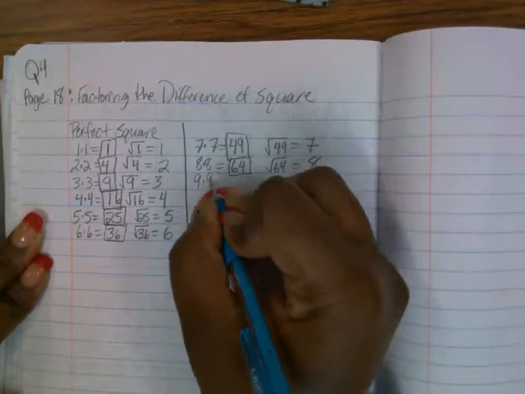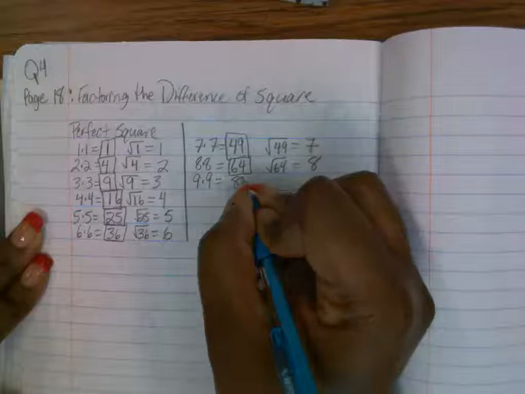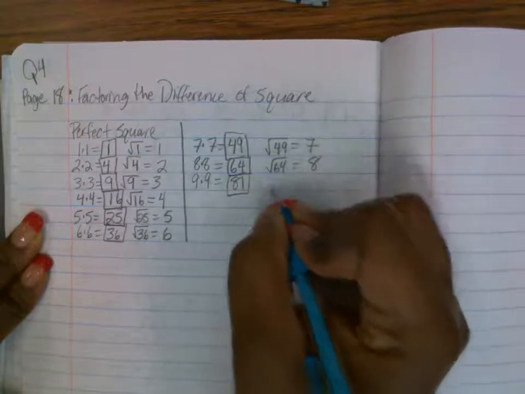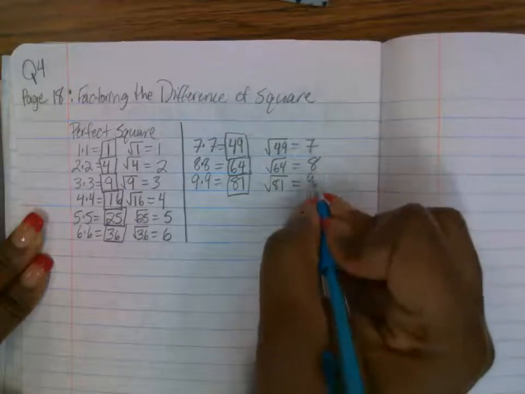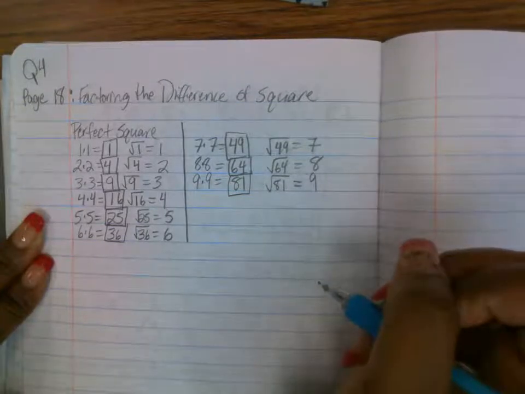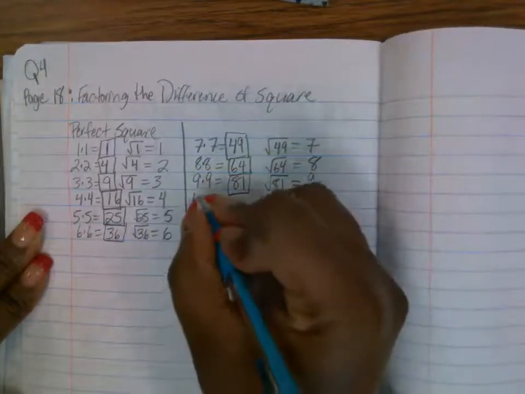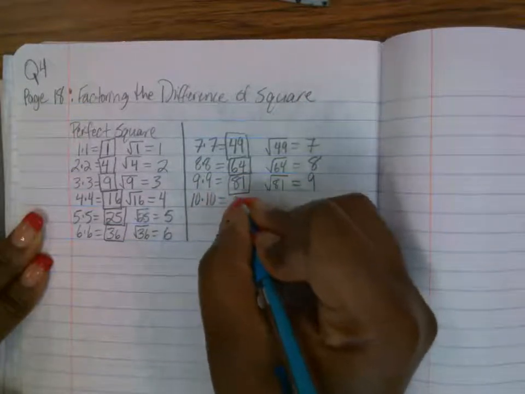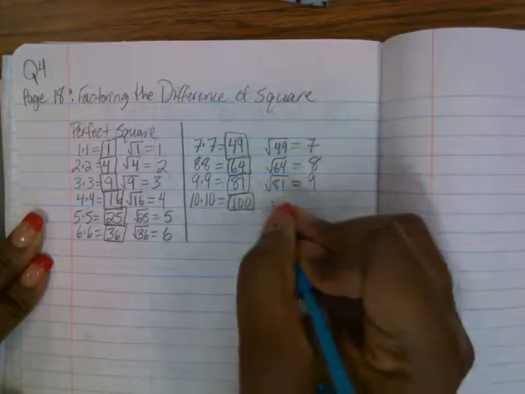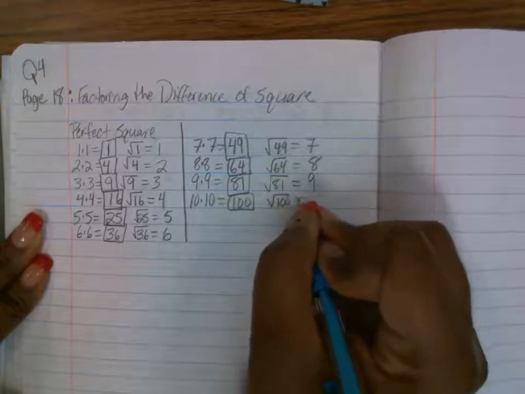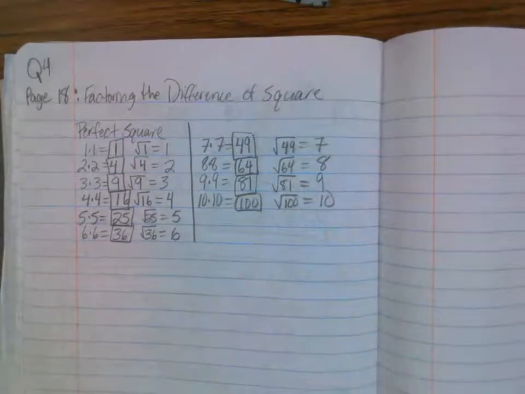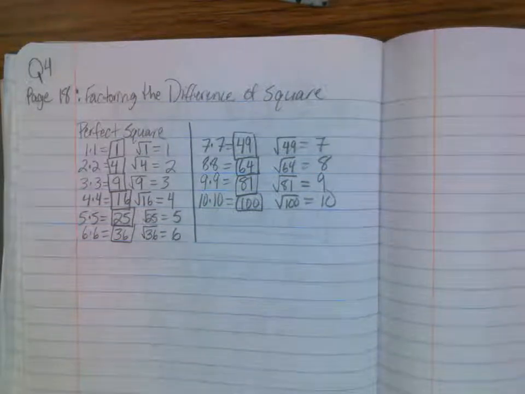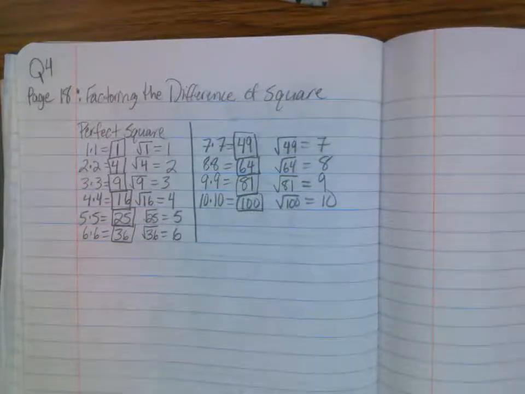Let's do 2 more. 9 times 9 is what? 81. 81 is a perfect square. Why? Because 9 times 9 is going to give me 81. 10 times 10 is 100. 100 is a perfect square. Why? Because the square root of 100 is equal to 10. So on and so forth. You can continue to make an infinite number of perfect squares. Okay? All right.